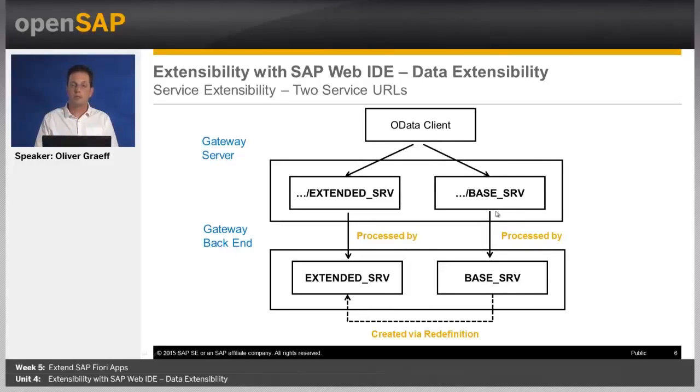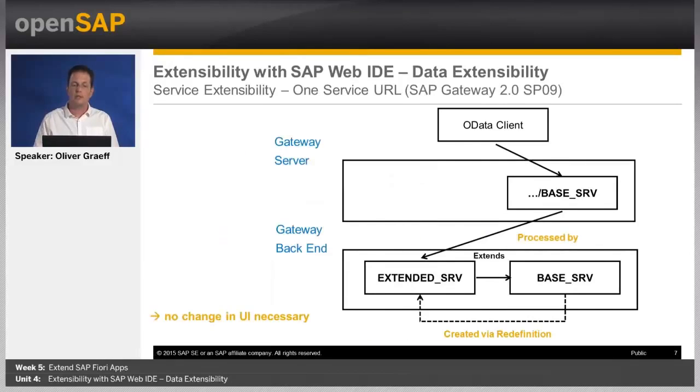We still have the old service available with the original data. The other option is that we have a single service URL. So we have the same URL, but now after extending, it's not using the original backend service, but the new extended one. The advantage is that there's no change in the Fiori application necessary. It's still using the same URL. So that was a quick look at how you can change a gateway service and how to add, for example, a field to an existing standard gateway service.